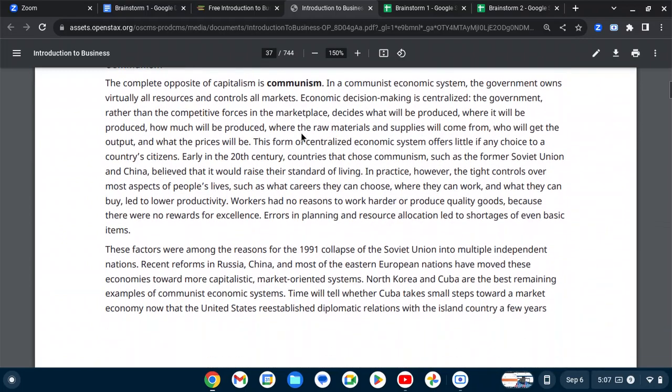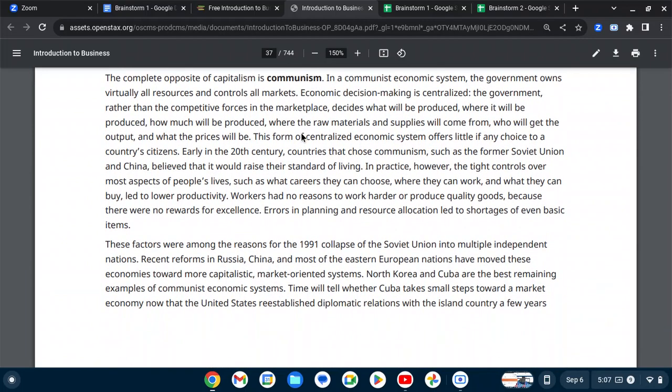Communism. The complete opposite of capitalism is communism. In a communistic economic system, the government owns virtually all resources and controls all markets. Economic decision-making is centralized. The government, rather than the competitive forces in the marketplace, decides what will be produced, where it will be produced, how much will be produced, where the raw materials and supplies will come from, who will get the output, and what the prices will be. This form of centralized economic system offers little, if any, choice to a country's citizens.